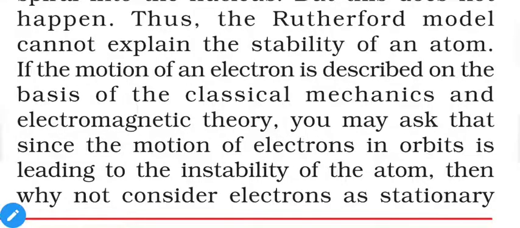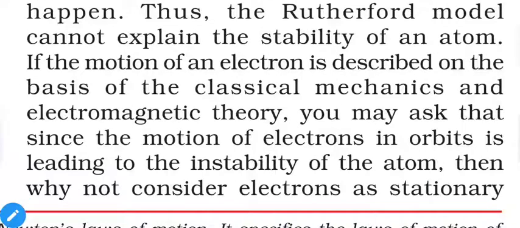So this is the limitation or drawback of Rutherford's model. It cannot explain the stability of the atom. If the motion of the electron is described on the basis of classical mechanics and electromagnetic theory, one question arises: let us consider electrons as stationary. That means they are not moving at all, or they are stable like the nucleus.